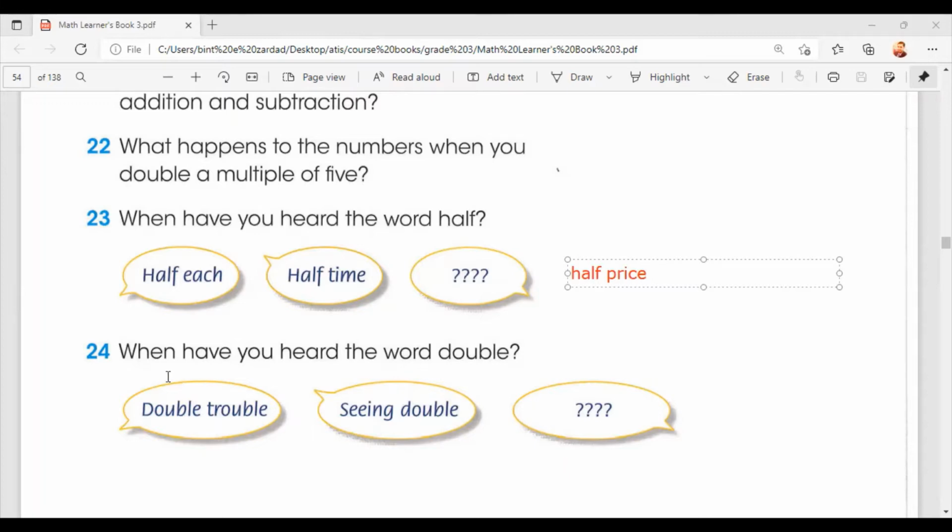And when have you heard the word double? A lot of times: double trouble, sing double, and you can also make it double trouble, sing double or single. It's up to you. Body double. You can also say body double. You can use any word.